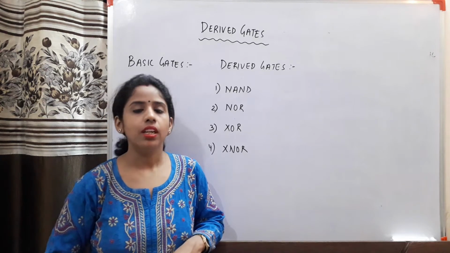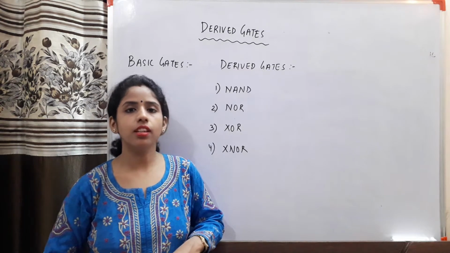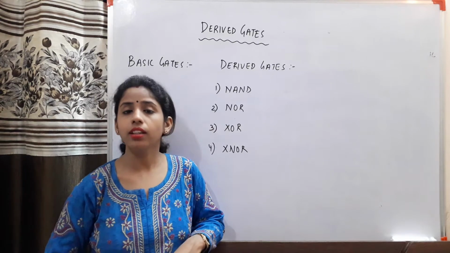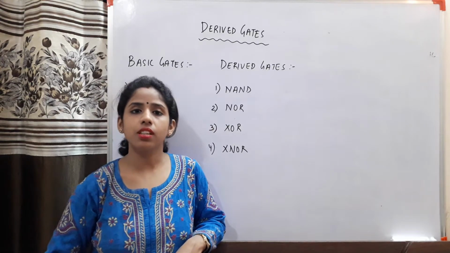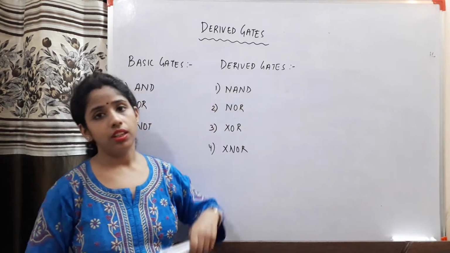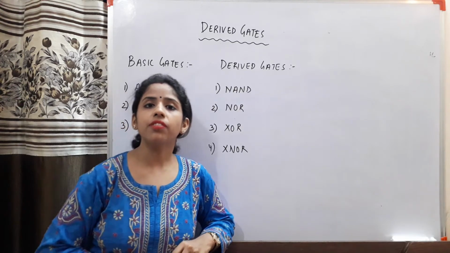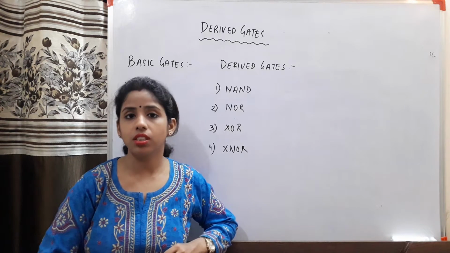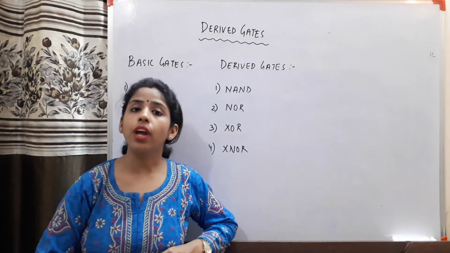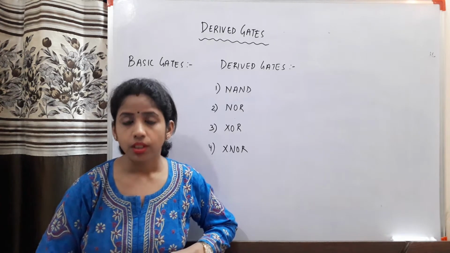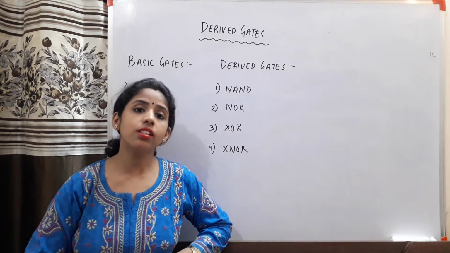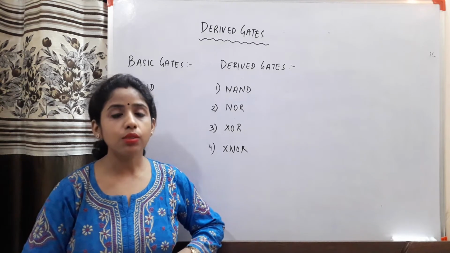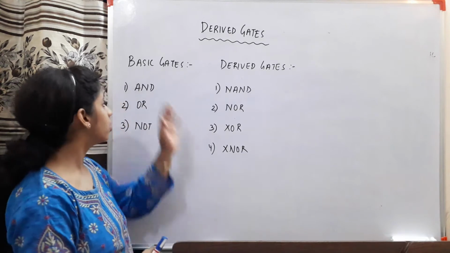Welcome students. This is another lecture in the series of Boolean logic, and in this lecture we will be discussing the topic derived gates. Children, in my previous lecture you have already studied the various basic logic gates, which corresponded to AND, OR and NOT operators. Now in this lecture you will see the gates which are made with the help of these basic gates.